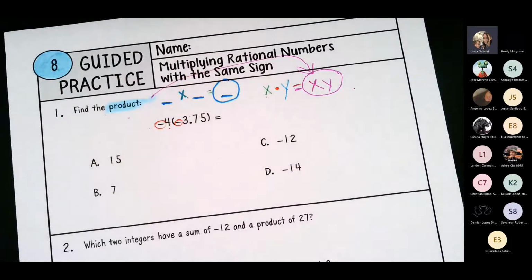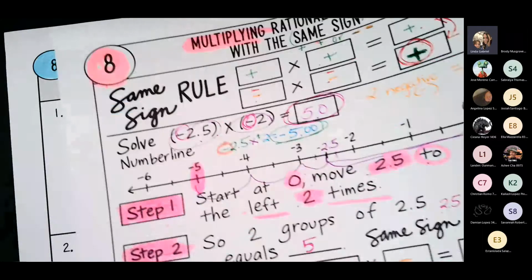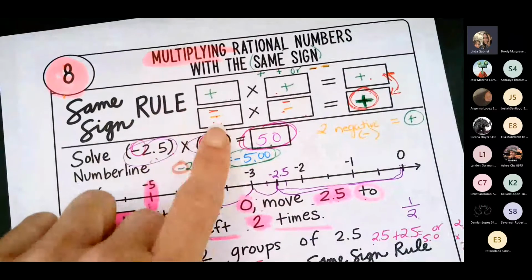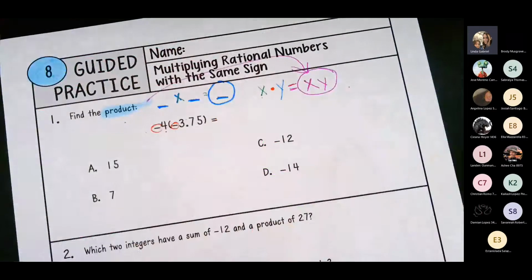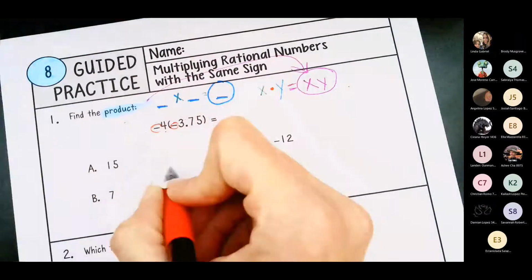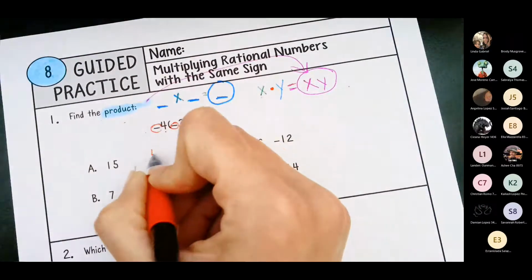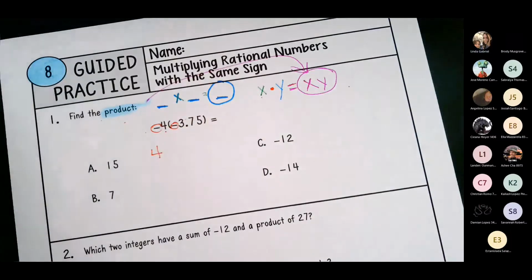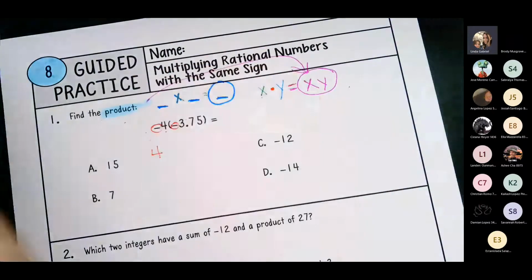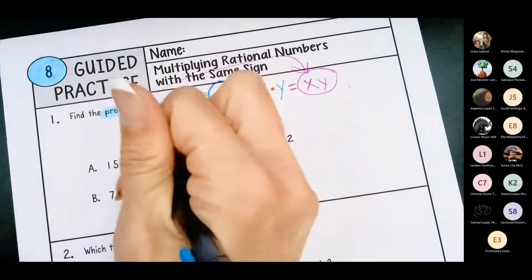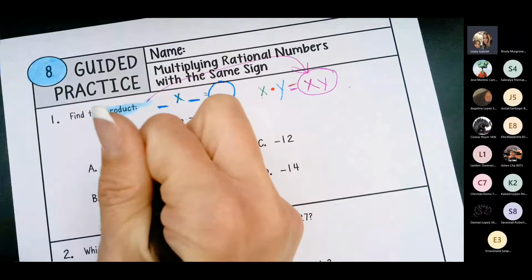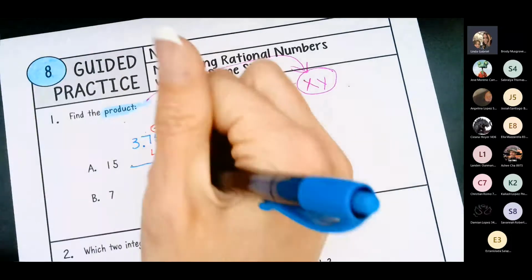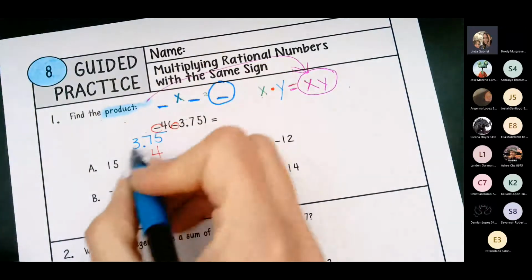So according to our rule for multiplying rational numbers with the same sign, if I have a negative times a negative, I'm going to get a positive number. Okay. So I'm going to take 4 and multiply that by 3.75. Whenever I am multiplying with decimals and I don't have a calculator, I usually set it up like this.